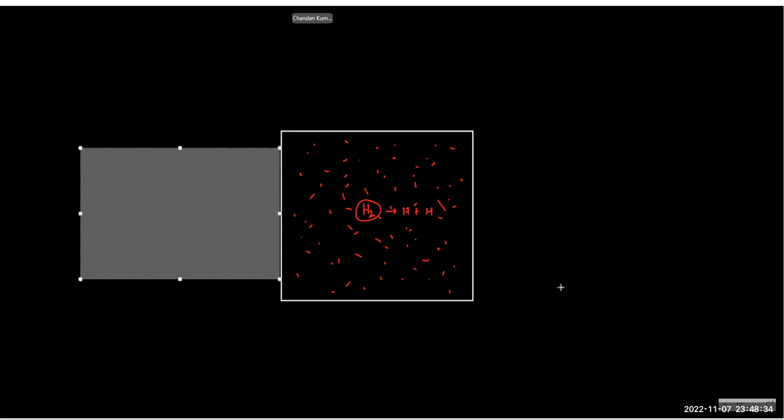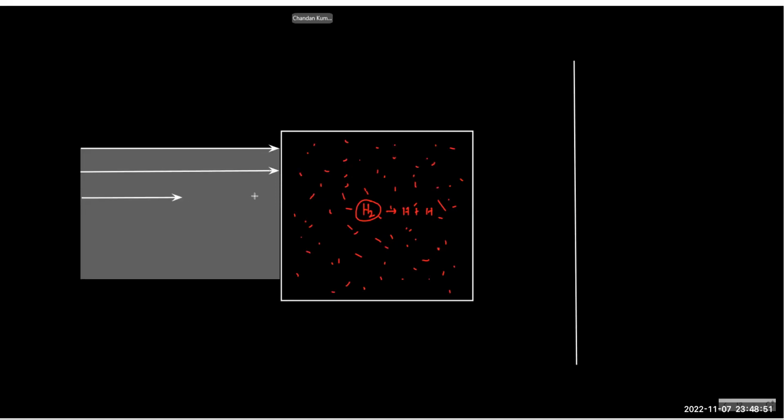Now hydrogen is almost transparent. So what do you expect on a screen on the other side? What will be your expectation? Tell me. A bright screen, a dark screen, or what?